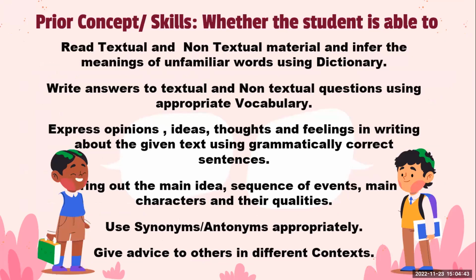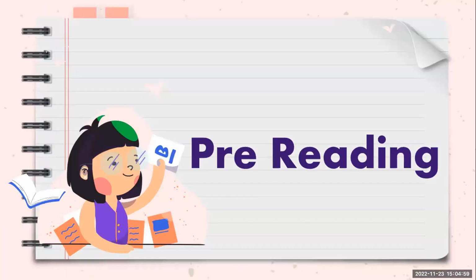And the next one, as sir was saying, we have to have a clear idea about the prior concepts, that is, what the child is able to do and capable of doing. Okay. After this, the very first one in this transaction process, as sir was saying, is pre-reading, reading, and post-reading. And now we are going to talk in detail about pre-reading.